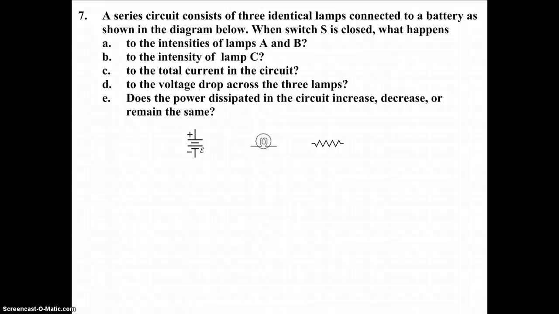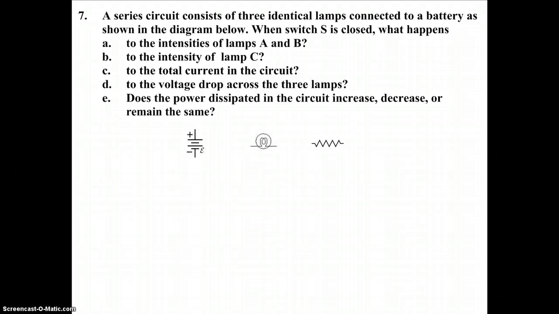This is the solution to number 7 on the AP current electricity problem set. We'll start by reading the problem. A series circuit consists of 3 identical lamps. That's actually key information in this problem.